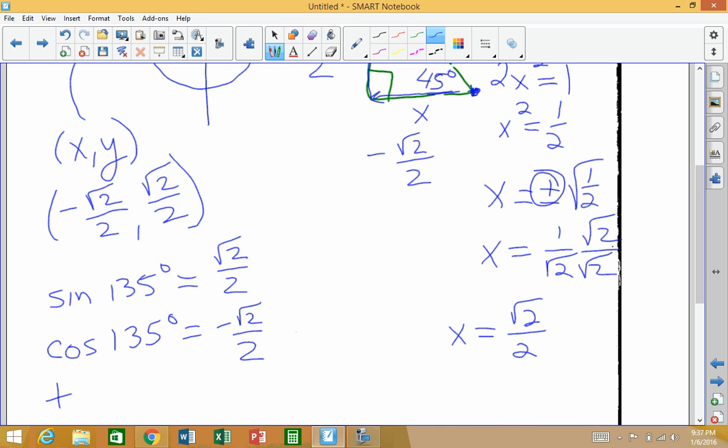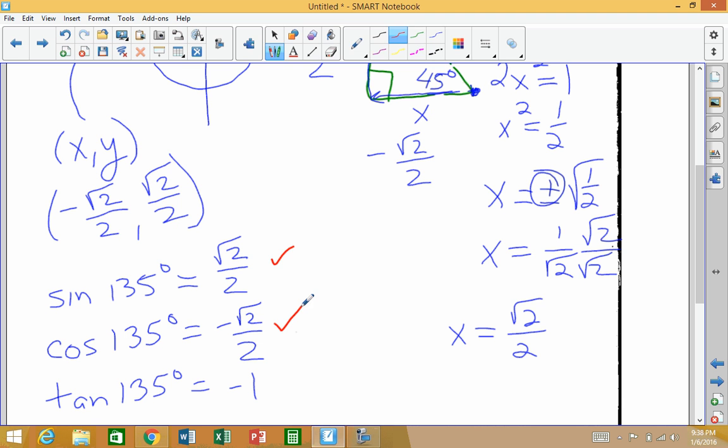Okay, now the tangent of 135 degrees is going to be sine over cosine. So I think you can do the math pretty quickly here. We're going to get negative 1. So we're simply going to take the sine and divide it by the cosine to get the tangent. So anything over itself is 1, and it's negative.